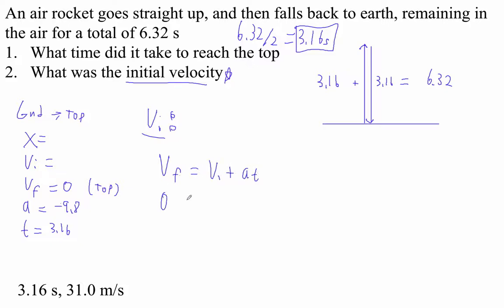Okay, so final velocity is 0. That equals VI, which we'd like to find, plus negative 9.8 times 3.16. Okay, so VI ends up being 30.968.